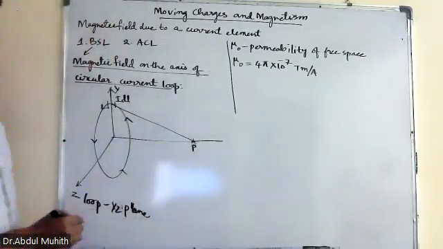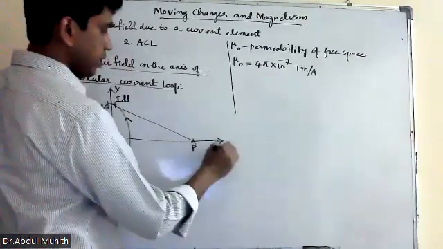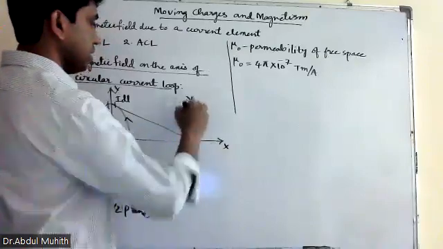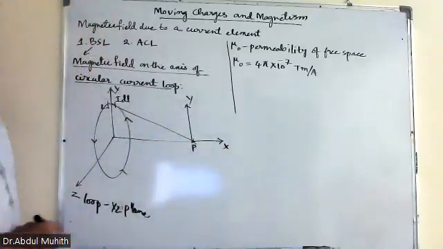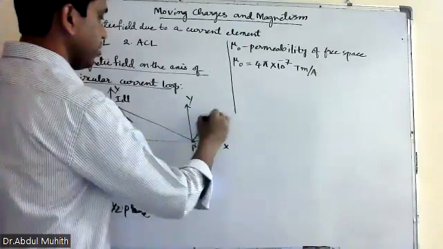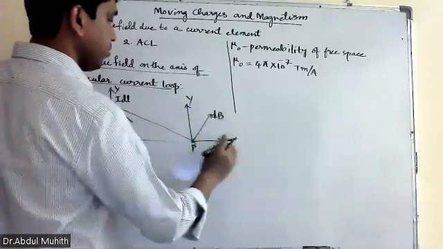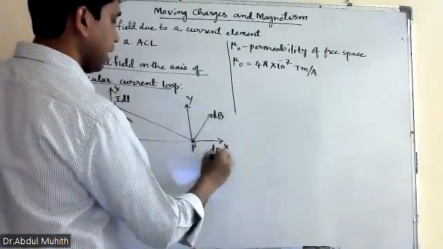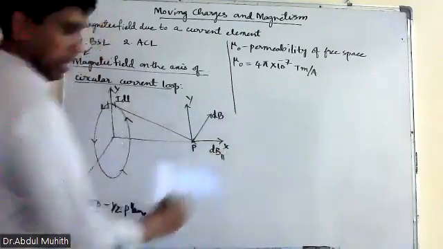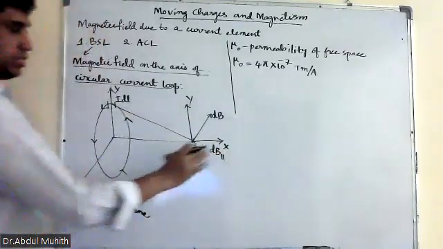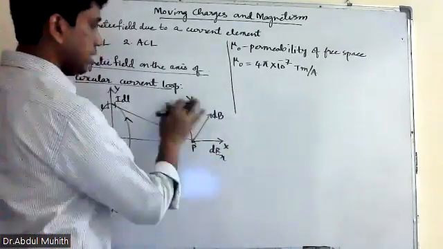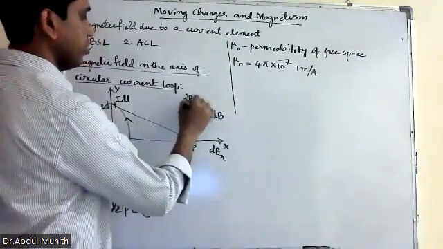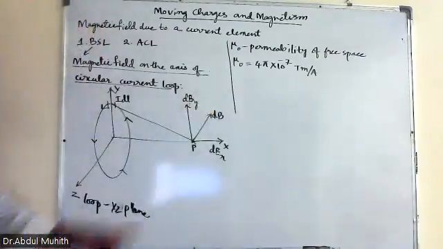Okay, so here, this is the X-axis and this is the Y-axis. If this is dB, we can write dB parallel, or dBx, which is along the X-axis, and this is dBy, which is along the Y-axis. Clear?